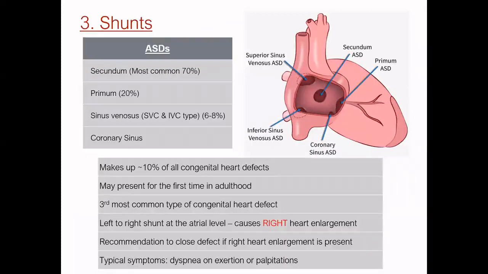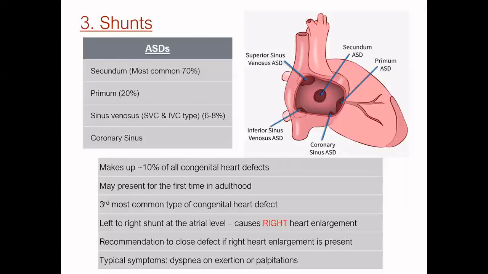Now I'll go through shunts, and we'll first go through ASDs. There are 4 different types of ASDs. The secundum ASD is the most common, 70% of patients. Primum ASDs, which is 20%, sinus venosus, and then there's 2 types, the SVC and IVC type, and then the coronary sinus. The last 2 are probably very rare, and you may or may not see them.